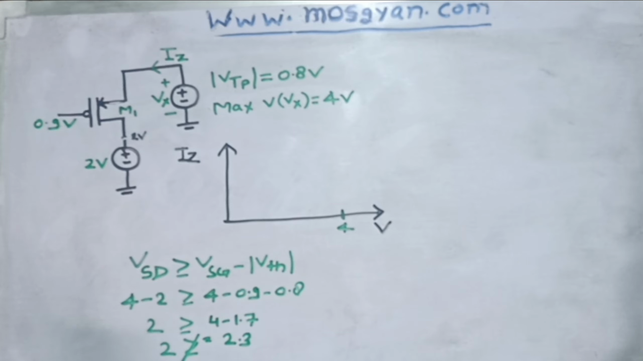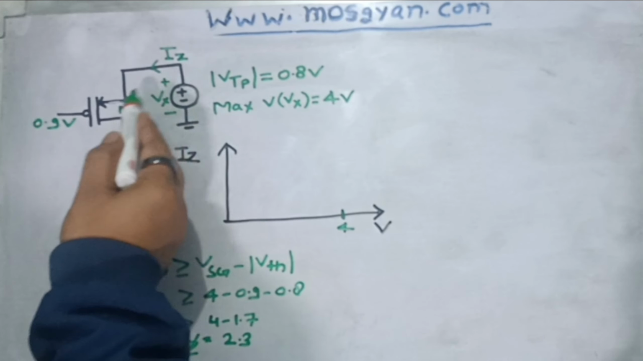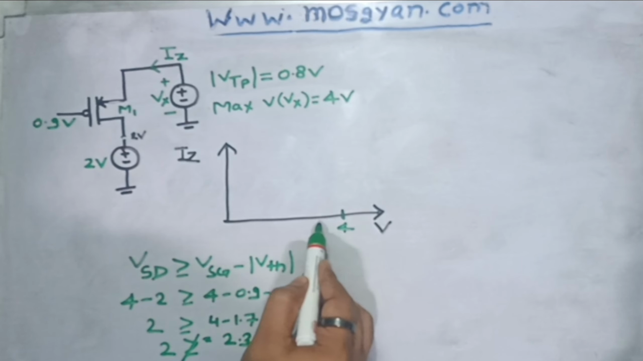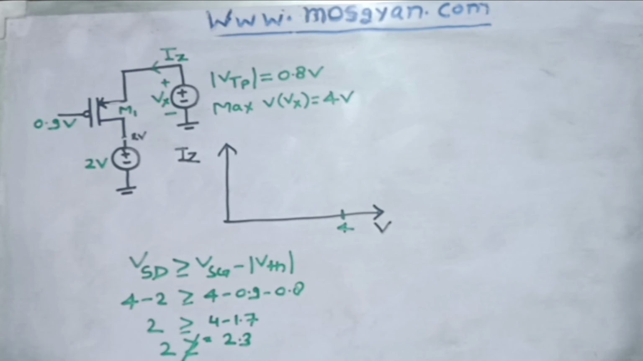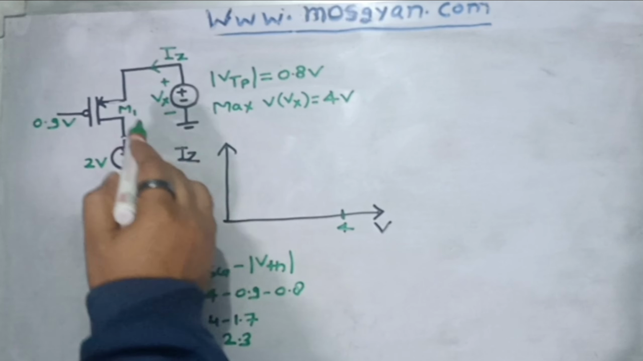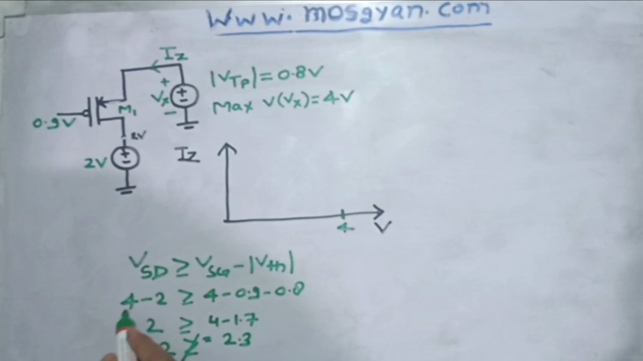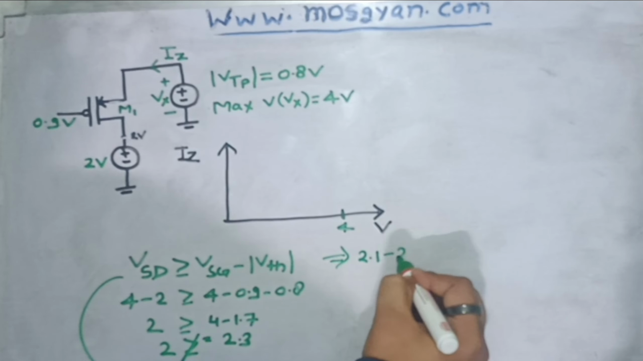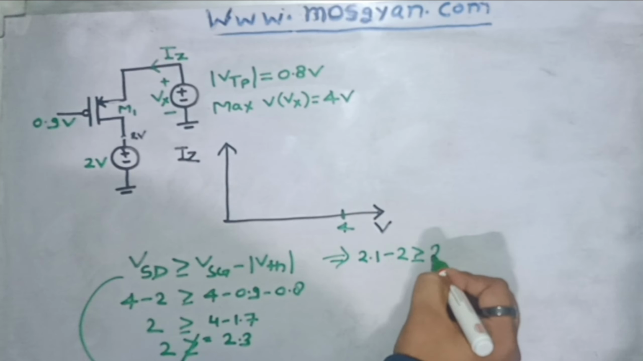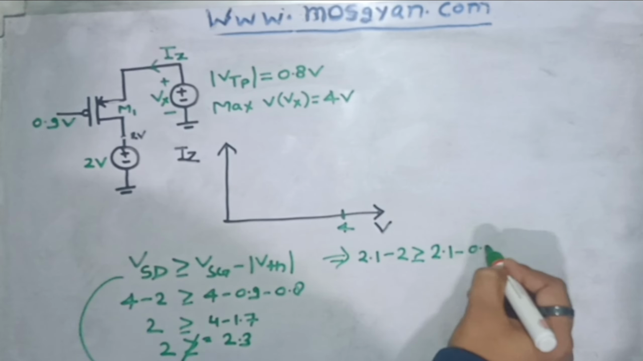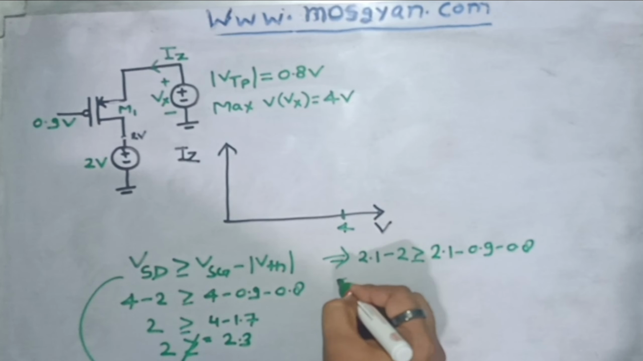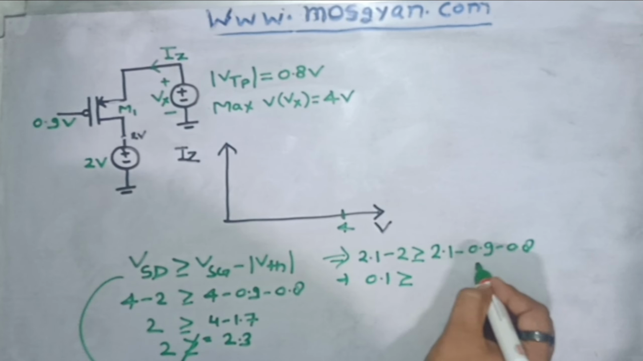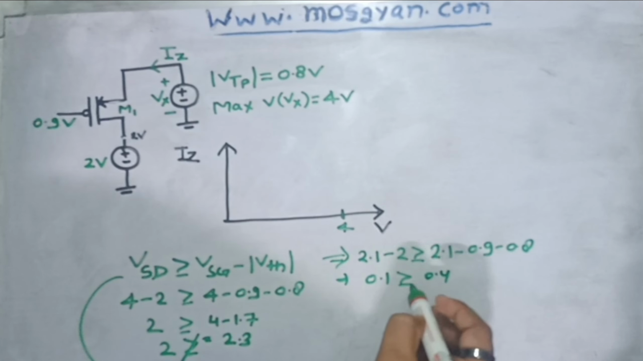The second point: let's say we start reducing this Vx voltage from 4 volt onward, coming towards 0. What will happen if we reduce this potential? Let's say Vx is sitting at 2.1 volt. Even in that condition, if we apply the same equation, we can write 2.1 minus the drain potential of 2 volt, which is 0.1, should be greater than or equal to VSG minus VTH. With the source at 2.1 and gate at 0.9, whereas the threshold is 0.8, 0.1 should be greater than or equal to 0.4, and this is not true, right?